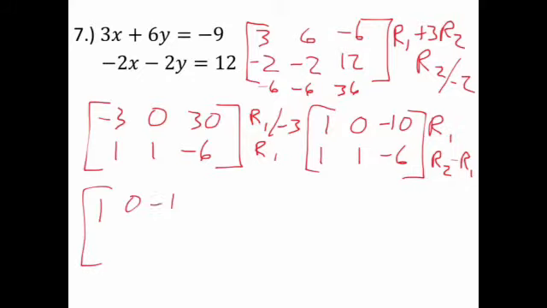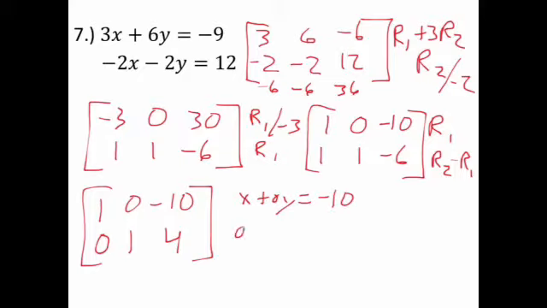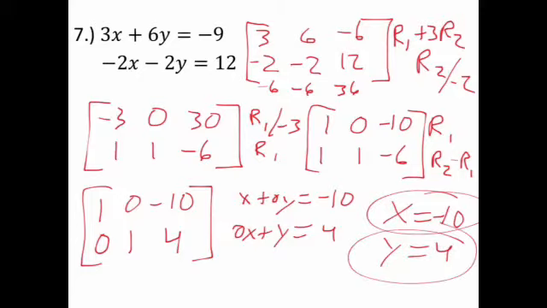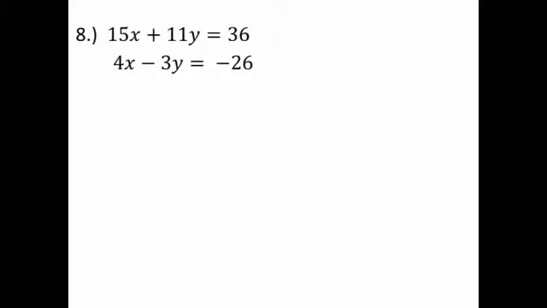1, 0, negative 10. 1 minus 1 is 0. 1 minus 0 is 1. 6 minus negative 10 gives me positive 4. And now if I were to transform that back into a system, I'd have x plus 0y equals negative 10. And then 0x plus y equals 4. And so x is negative 10, y is 4. And that one's done. Let's move on to 8.